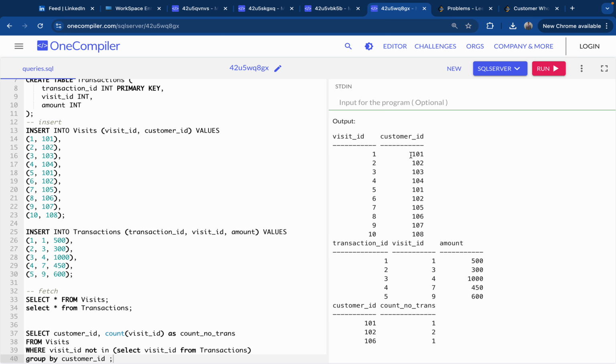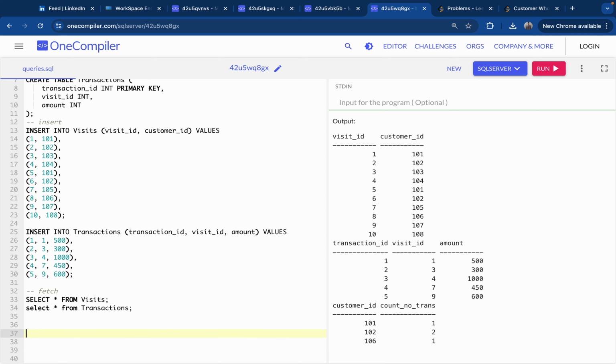So now let's look at this table. 101 visited with ID 1. Then let's look at him again. He visited with ID 5, and 5 is not present here. Okay, so he made 2 visits, in one of which he did not make any transaction, so 101 is here. We can also solve this using joins.